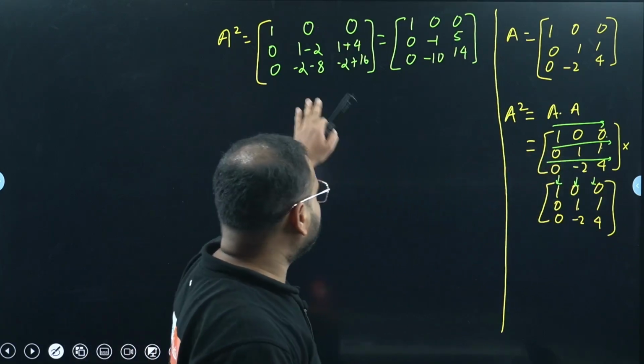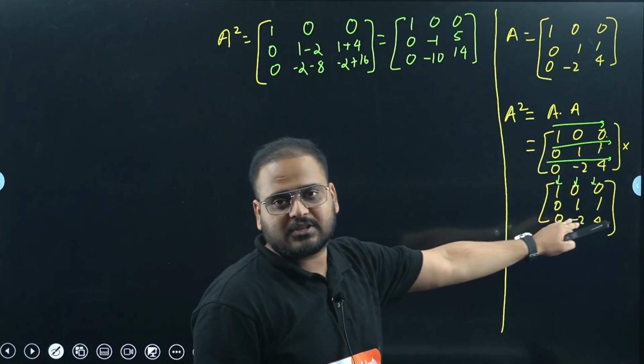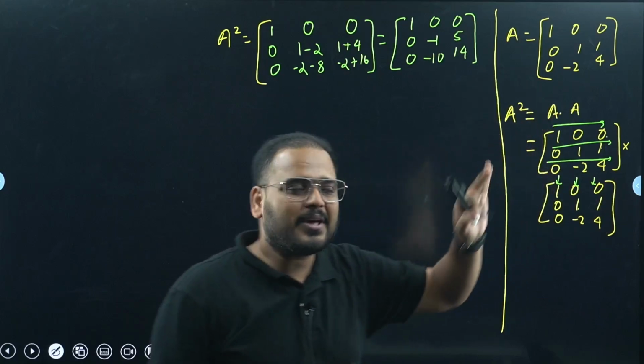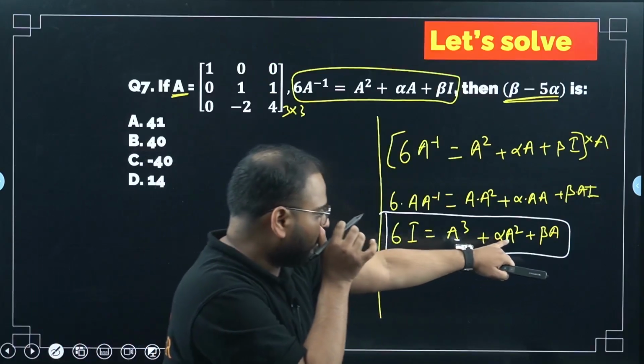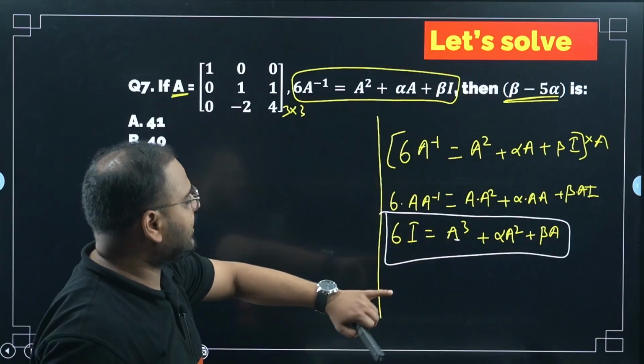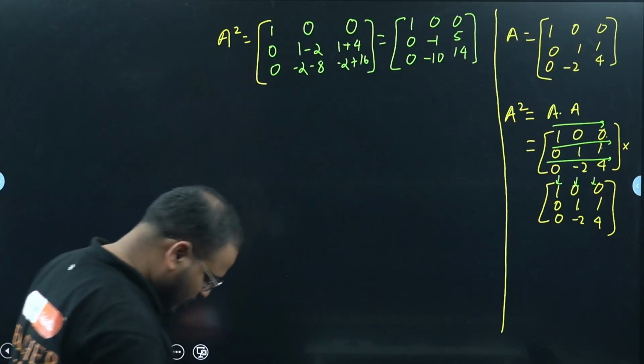If you're not able to understand everything at once, pause the video, do your own multiplication of matrices, and you'll get the same result. Okay, chaliye. Now, first what we have to find: A square we found, B and alpha we can find out. So A cube is the missing one, so let's do A cube also.